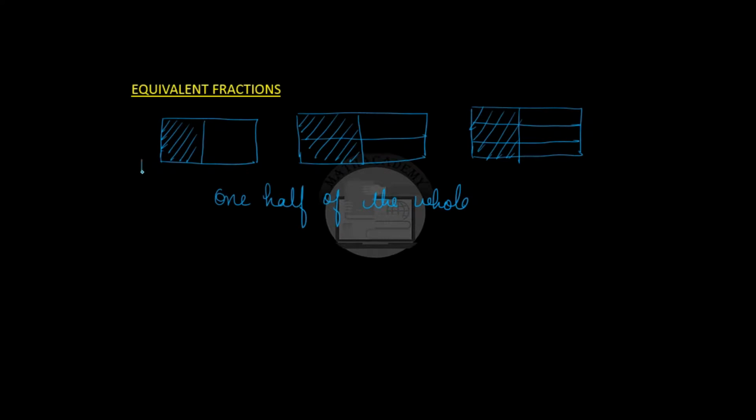This is 1 out of 2 shaded, this is 2 parts out of 4 shaded, and this is 3 parts out of 6 parts shaded. And in all of the 3, 1/2 of the complete whole is shaded. This means that all 3 of them is equal to half. So 1/2, 2/4 and 3/6, all 3 of them represents 1/2 of the whole. So these 3 fractions, they have the same value.